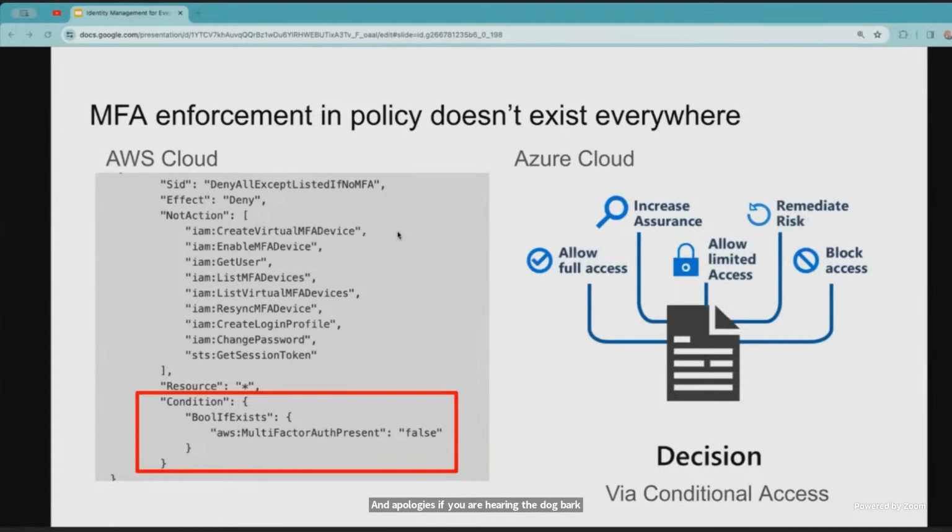So the other thing that is kind of nuanced here about all the different clouds is that they actually don't have the capability of enforcing MFA and policy consistently. So in AWS, we actually have a condition key that says, if multi-factor authentication isn't present, don't allow these things. And then in Azure, we actually have conditional access policies, which say, based on whether or not a user MFA'd, we can either allow them limited access or we can allow them more access.